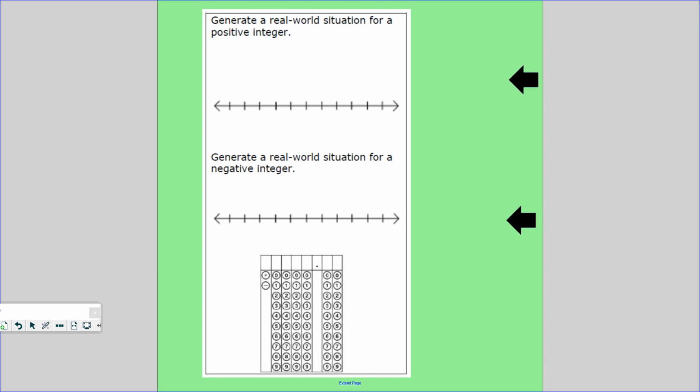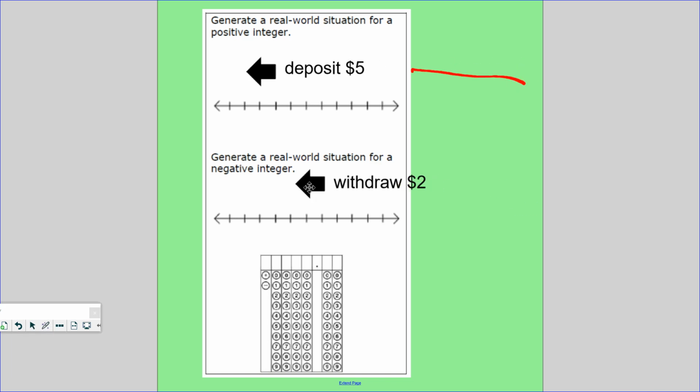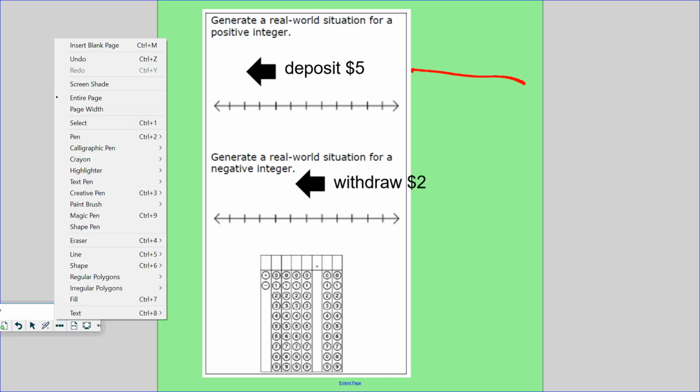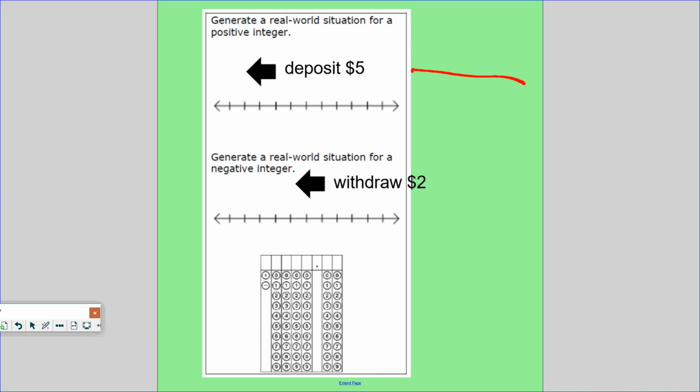So to generate a real world situation for a positive integer, for example, in the first example, it says deposit $5. How can I write that on a number line? Do you want 0 to be the center of your number line? Did you know it does not have to be in the center? 0, for example, could be right here. These are negative. These are positive.